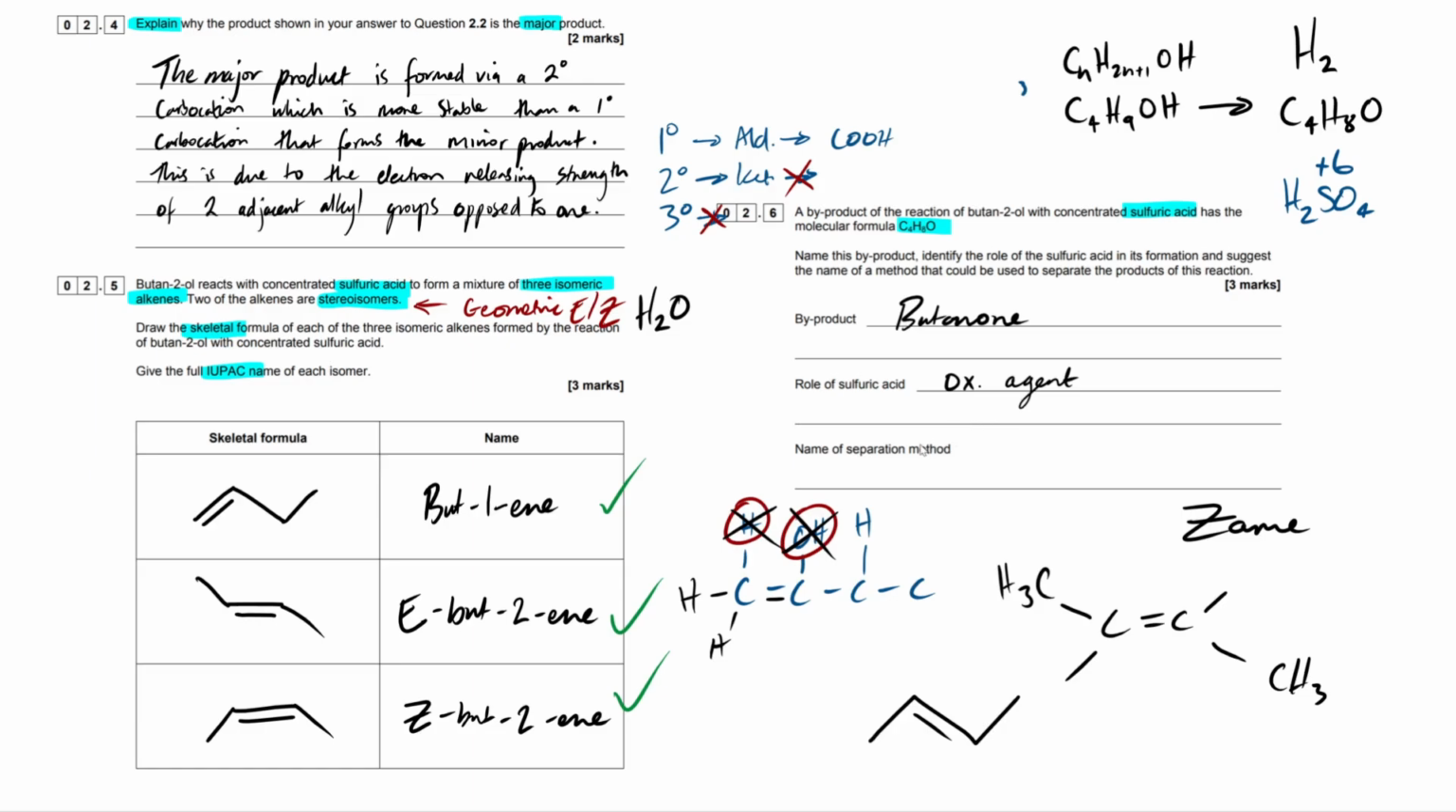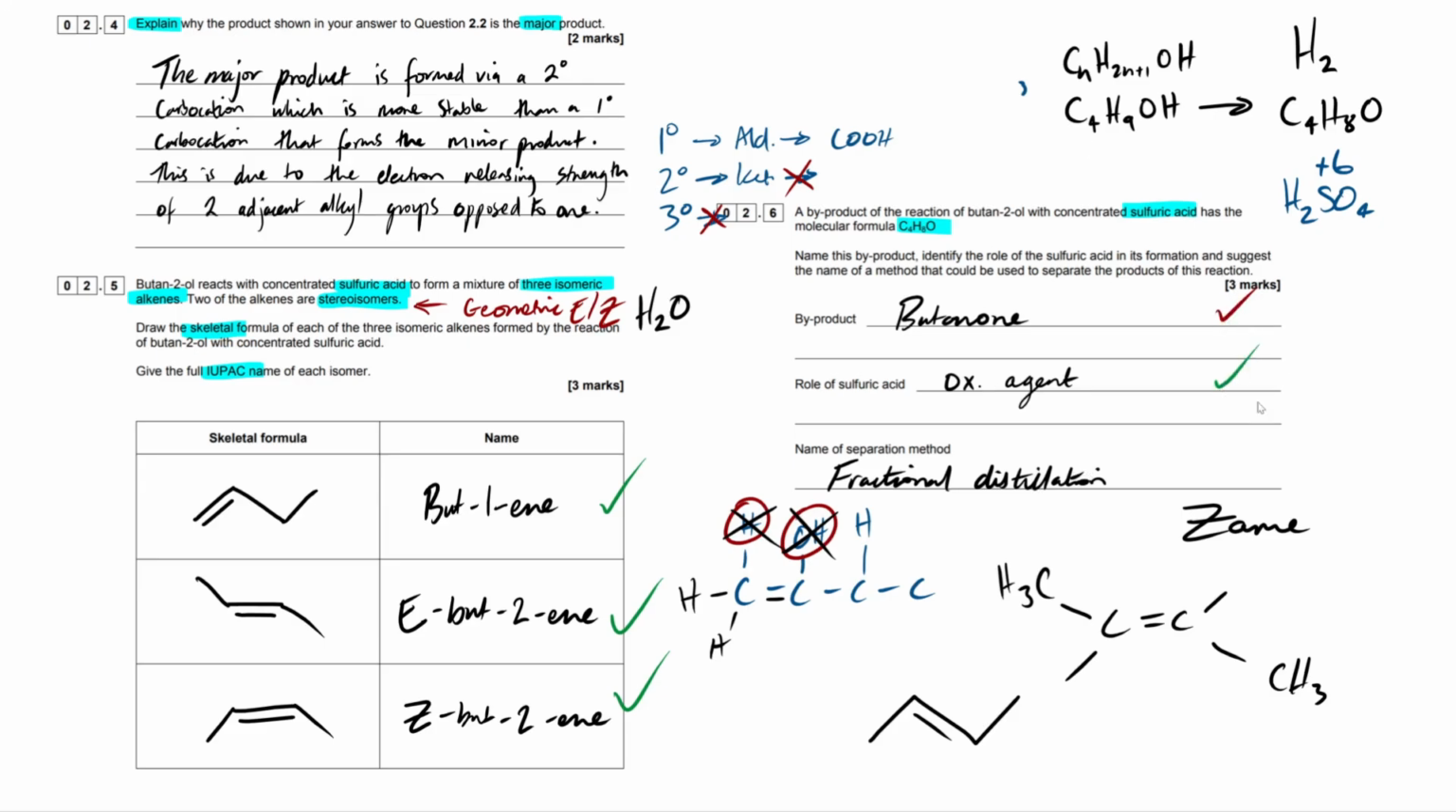Name the separation method. Okay, so we're producing our alkenes, like we said in question 2.5. We're also producing this ketone. So how do we separate them? Simply going to be fractional distillation, okay? So chuck that in my answer box. Fractional distillation. And there we are, 3 marks on the board.